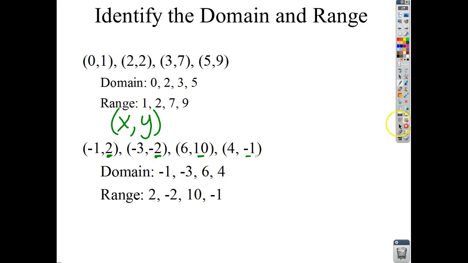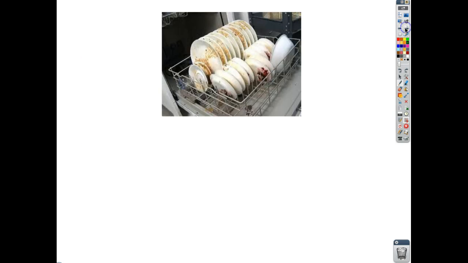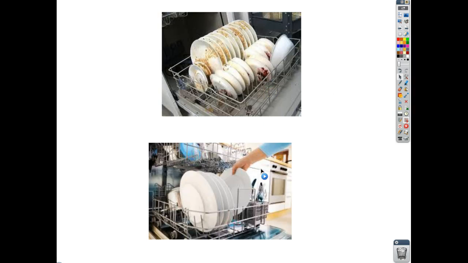Now, let's talk about this idea of a function. I like to use this example. You have a dishwasher. The function of a dishwasher is to do what? Yes, you guessed it, to wash dishes. So your input will be dirty dishes. You plug in dirty dishes, and what comes out is clean dishes. Dirty dishes go in, clean dishes come out.